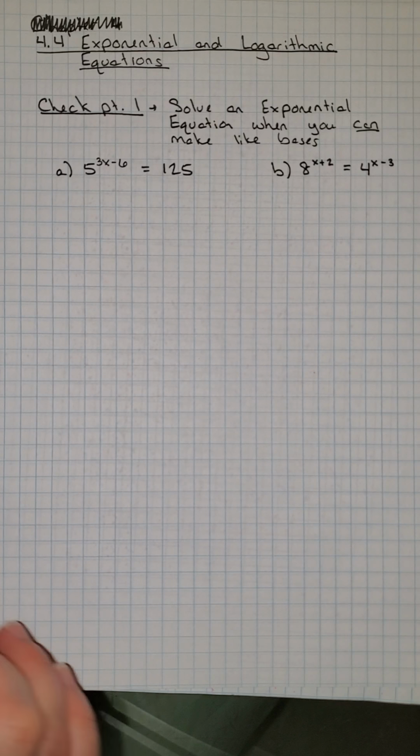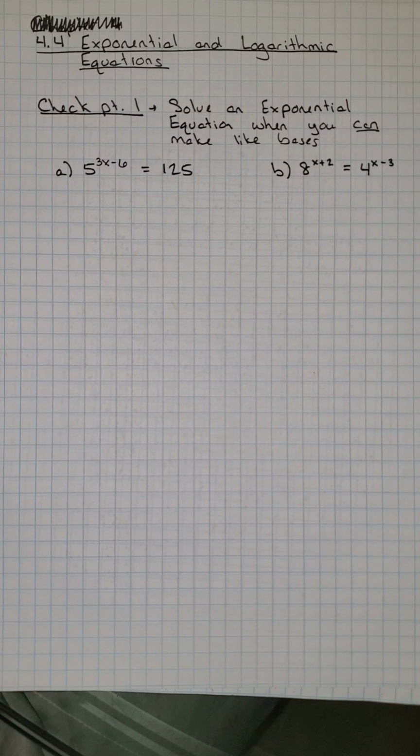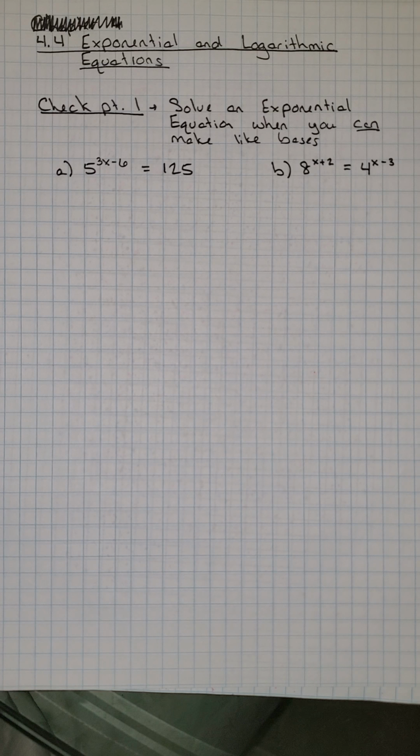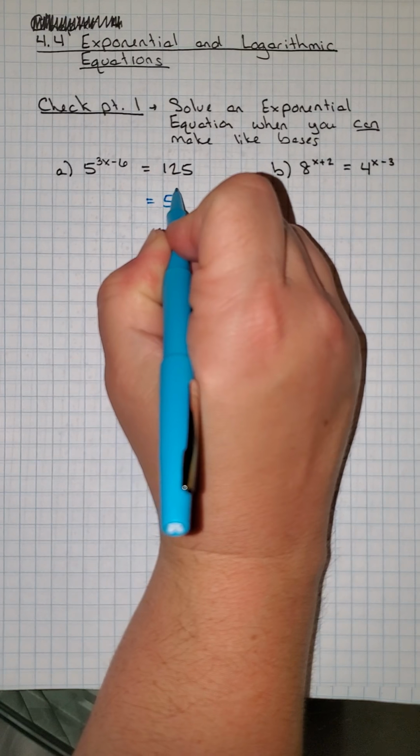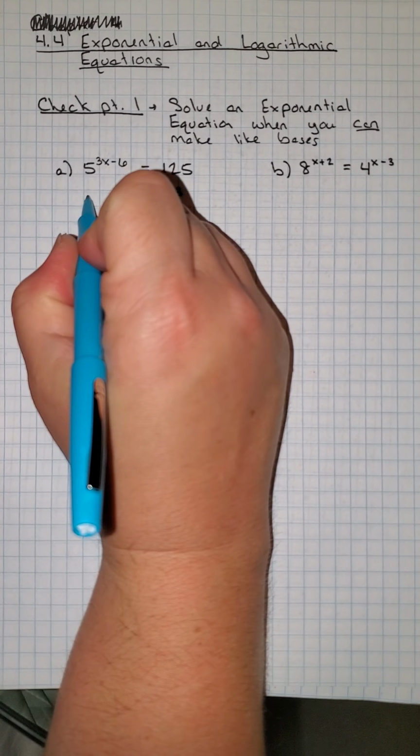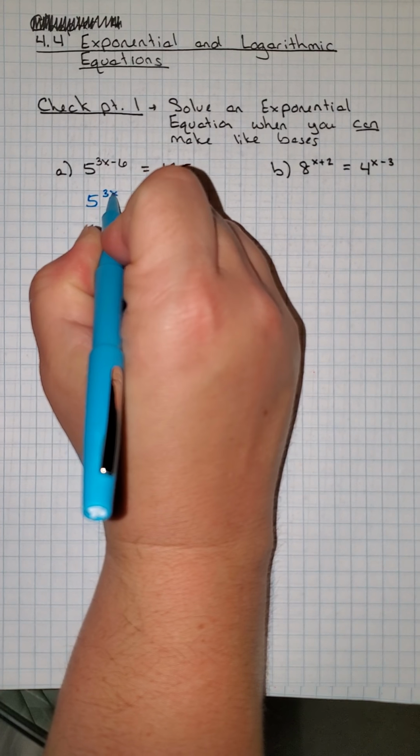Alright, so looking at problem A first. Looking at the bases. Now the thing that's different about these is you do have the x in the exponent. The x is up in the air. So we've got to do something to bring it down, basically. So the 5 and the 125 can have the same base, which would be 5, because 5 to the third power is 125. This side already has a 5 as its base.